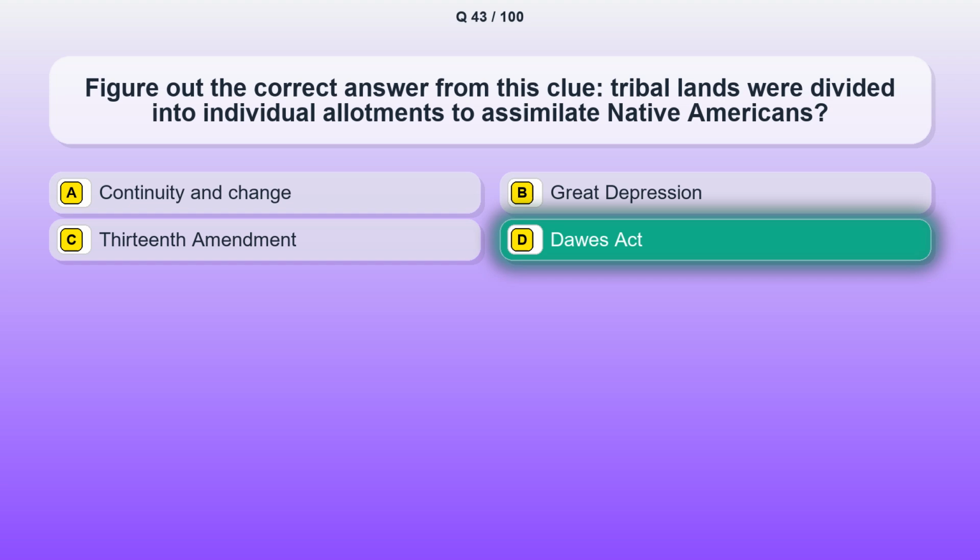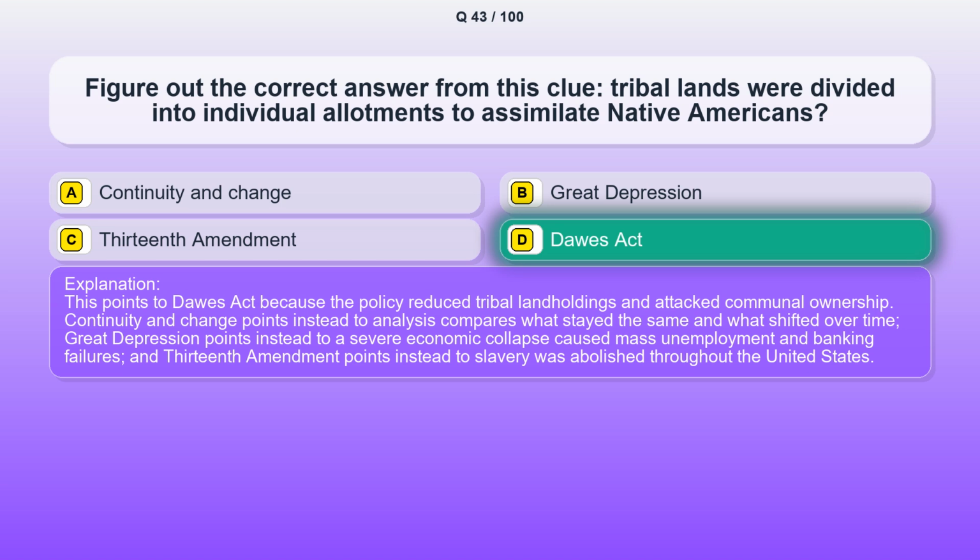The correct answer is option D, Dawes Act. This points to Dawes Act because the policy reduced tribal land holdings and attacked communal ownership. Continuity and change points instead to analysis compares what stayed the same and what shifted over time. Great Depression points instead to a severe economic collapse caused mass unemployment and banking failures, and 13th Amendment points instead to slavery was abolished throughout the United States.